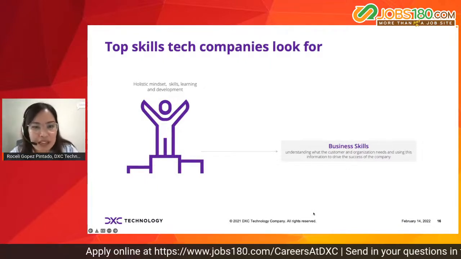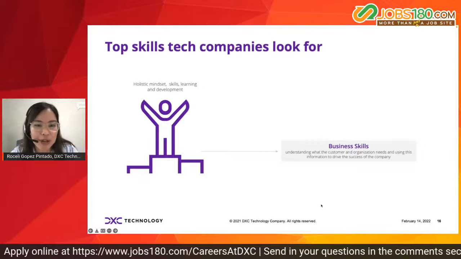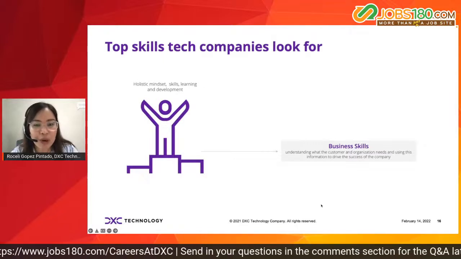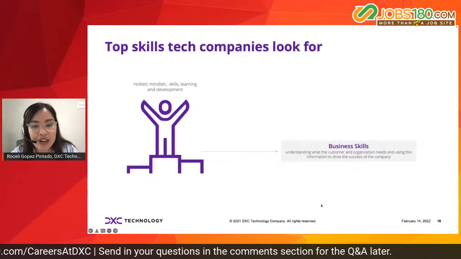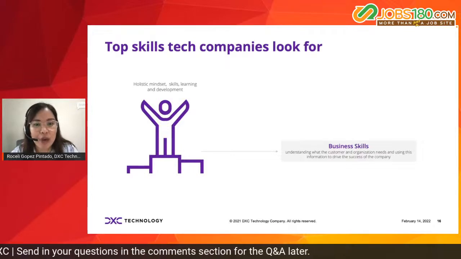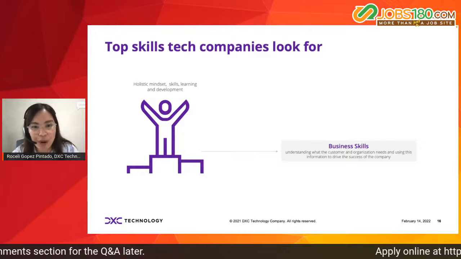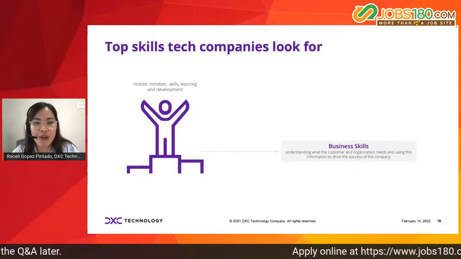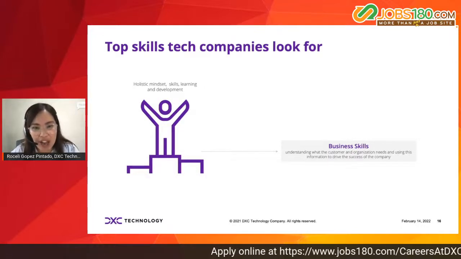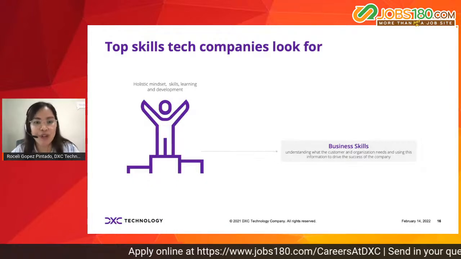Okay, so for business skills, this is what I mentioned a while ago, where you understand what the customer and organization needs, right? And being able to use this information to drive the success of your team, your engagement, your role, so that you can provide that value for the company, also for the customer.